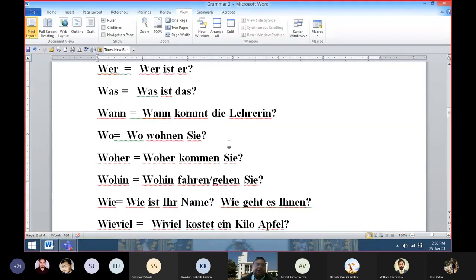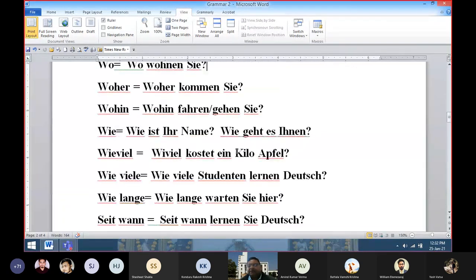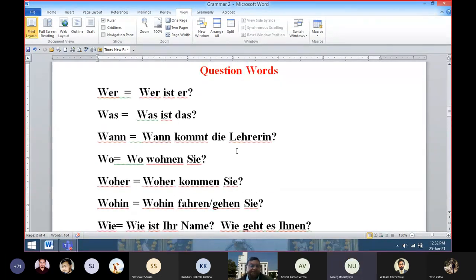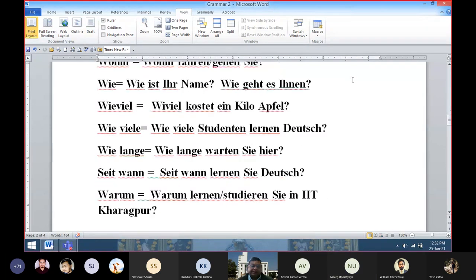So all these question words are okay? Or do you have any doubt with any one of these? If you have, please ask. Don't hesitate. Sir, in "Wie viel kostet ein Kilo Äpfel?", where does the "kostet" come from? We feel "kostet". In fact, the original verb form is, I'm writing here, kosten, K-O-S-T-E-N. This is the original verb form, kosten.